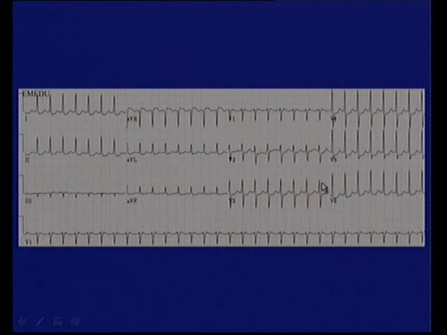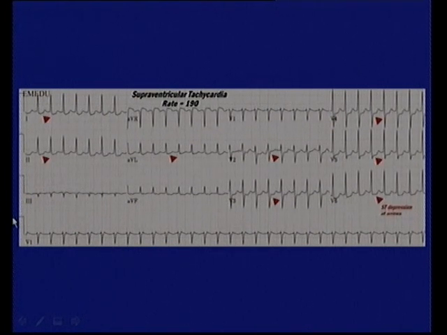Okay. What else can you see? There are some diffuse STT changes here. Why are these STT changes here? They are secondary because of the increased heart rate. They have no relevance per se. They are just related to this increased heart rate. So what you can see is tachycardia. You have these STT changes, but the most important thing is that there is a very significant increase in heart rate. Okay.